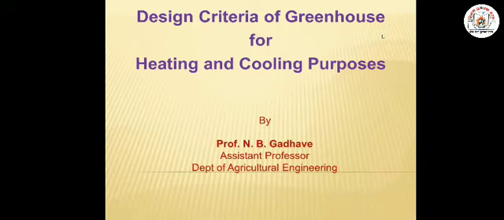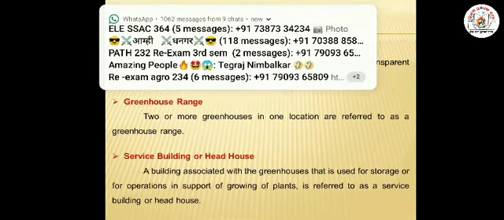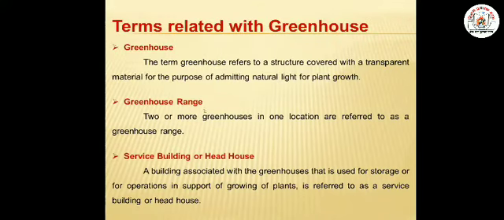So in this topic of design criteria of greenhouse for heating and cooling purposes, we have seen in short two terms related with greenhouse. The definition of greenhouse range: two or more greenhouses in one location are referred to as a greenhouse range. Then service buildings: a head house is a building associated with a greenhouse which is used for storage or for different greenhouse operations. That is a service building or head house. They may ask for the definition for 1 mark.